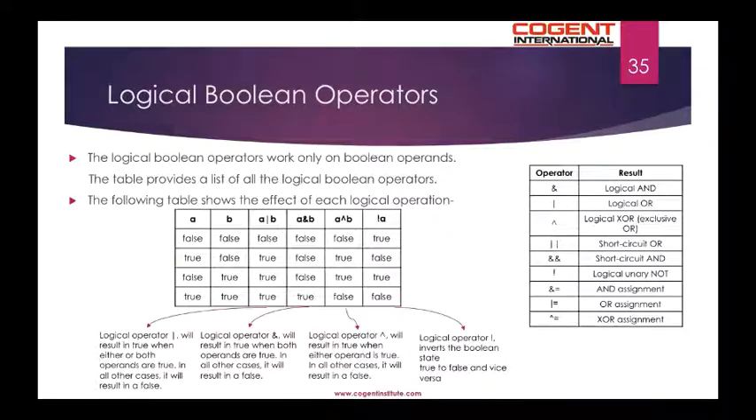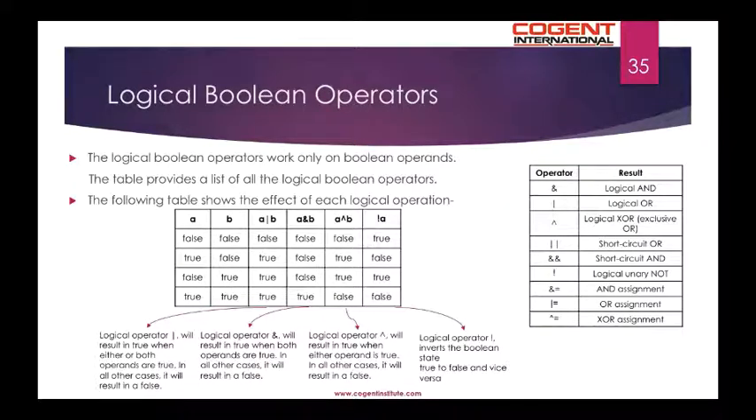The logical AND is denoted by an ampersand, logical OR by a pipe, logical XOR by a caret, short circuit OR by two pipes, short circuit AND by two ampersands, logical NOT by an exclamation mark, AND assignment by an ampersand followed by an equal sign, OR assignment by a pipe followed by an equal sign, and XOR assignment by a caret followed by an equal sign.